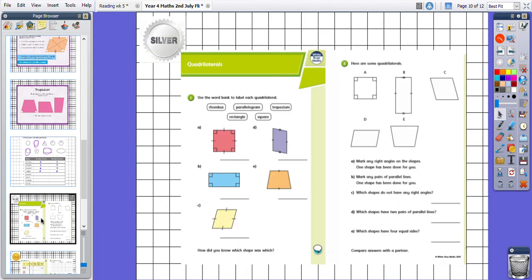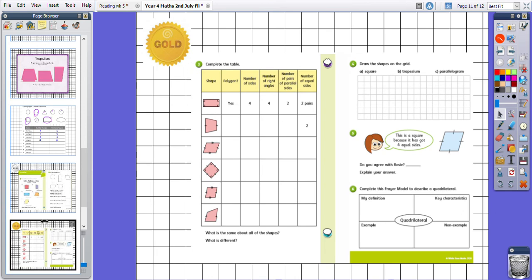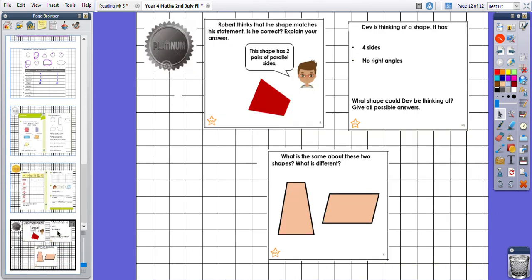Okay, so for your silver task you are completing questions 1 and 2. For gold, questions 3 through to 6. And for your platinum, you have 3 reasoning and problem solving questions, as you do every day.